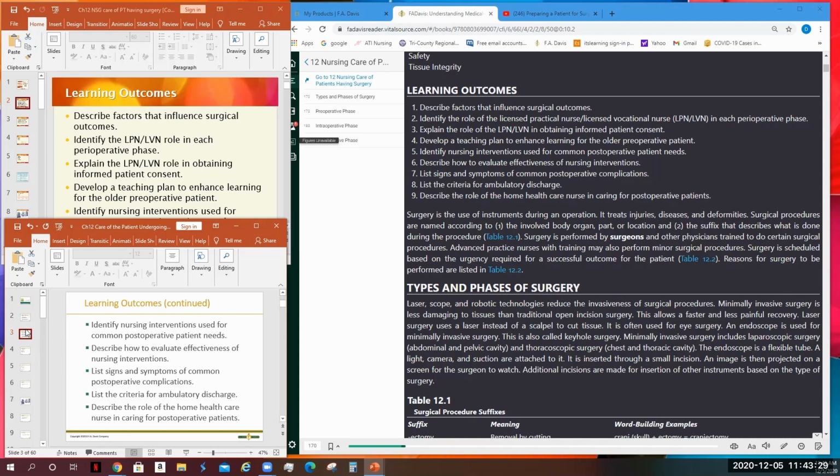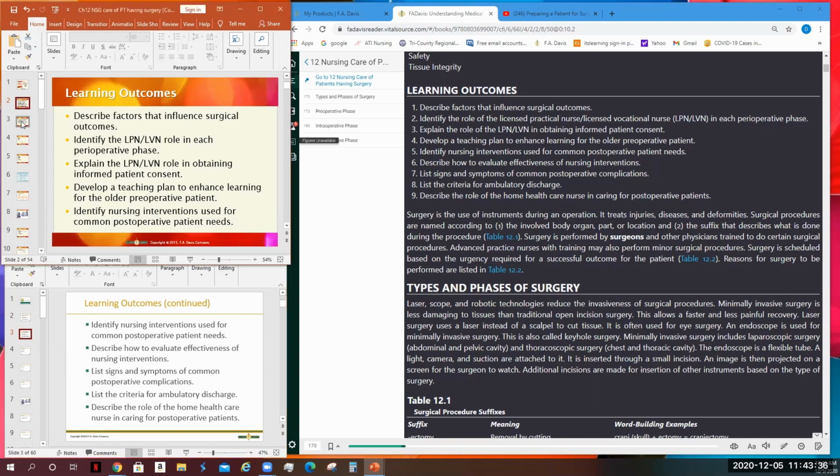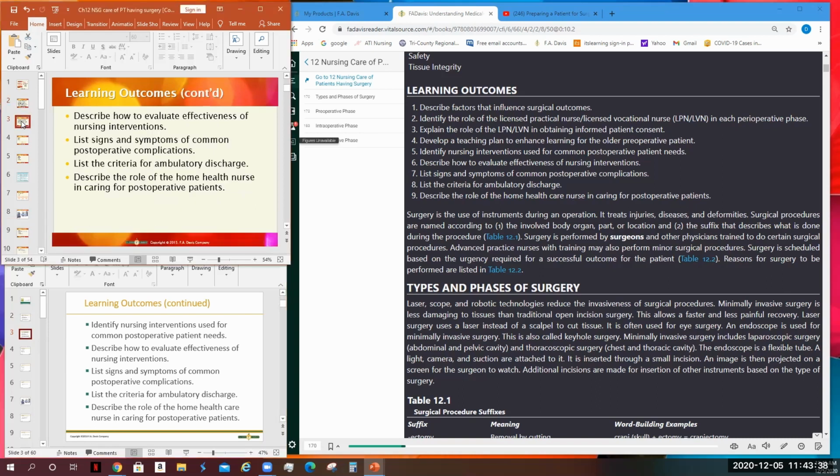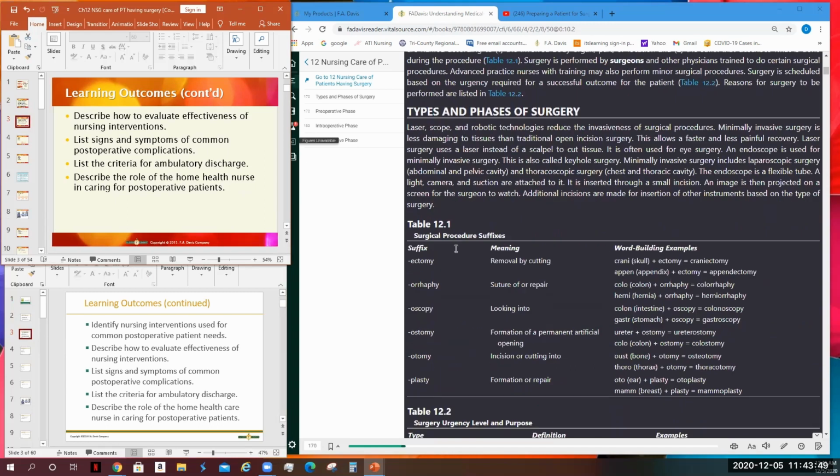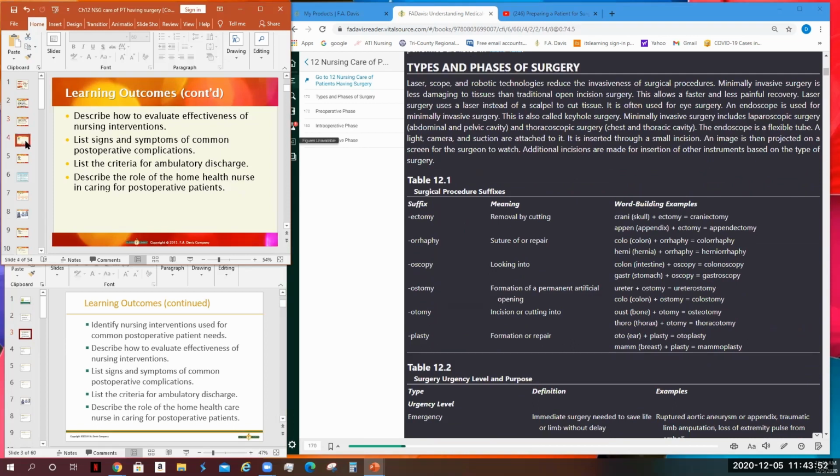Surgery is scheduled based on the urgency required for a successful outcome for the patient. The reasons for surgery to be performed are listed in Table 12.2. Types and phases of surgery.